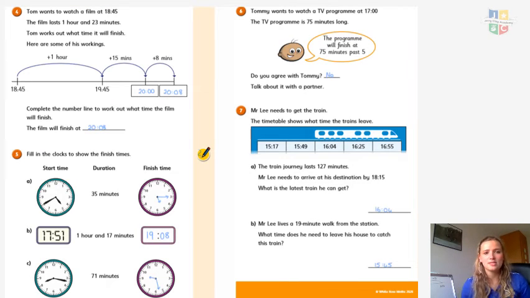So question 4, Tom wants to watch a film at 18:45. Remember, this is 6:45 or 6:45. The film lasts 1 hour and 23 minutes. Tom shows he's working out. Here are his workings and can you find out what time it finishes?